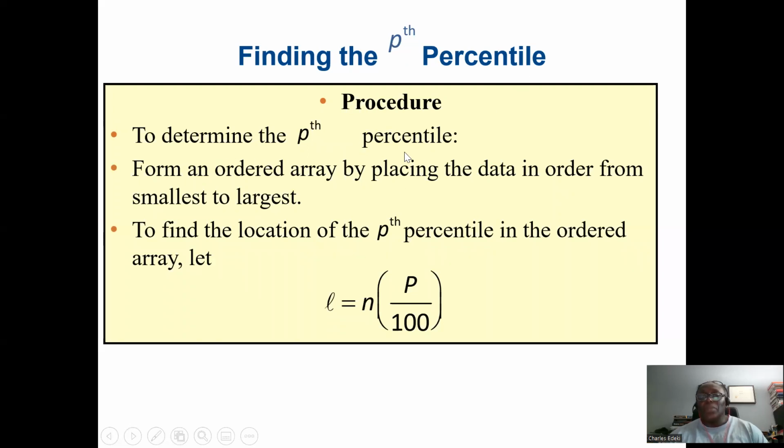So the next thing is, how do we find the p-th percentile? To determine the p-th percentile, first of all, we form an ordered array by placing the data in order from smallest to largest, which means the first thing we need to do is to sort the values in ascending order, from smallest to largest. Then we find the location of the p-th percentile in the ordered array. The formula to find the location is L equals n times p divided by 100. Again, n is the number of values we have in the data set, and p is the percentile, divided by 100.